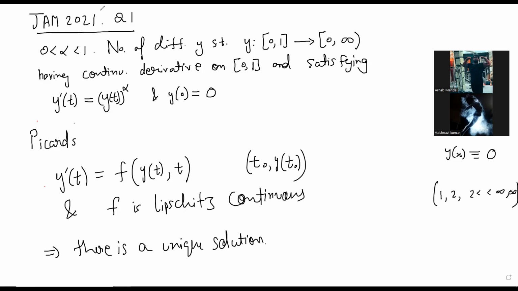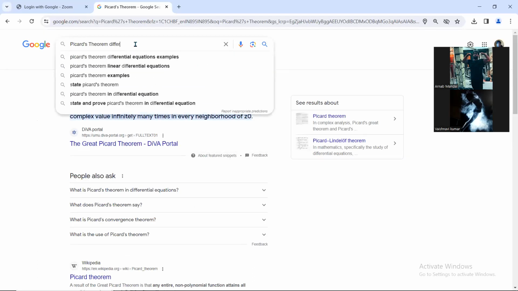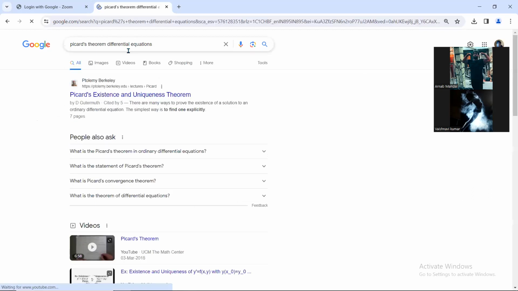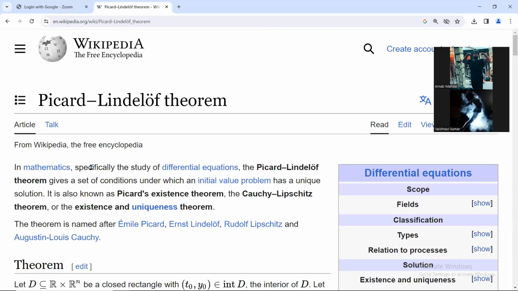So Picard's theorem. Of course, there are a lot of Picard's theorems, but we want the one for differential equations. We don't want examples. Okay, so it's Picard-Lindelöf. I did not know Lindelöf was there. So yeah, read here, specifically the study of differential equations.